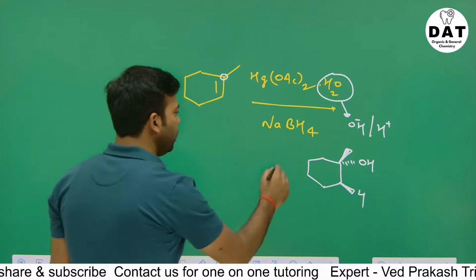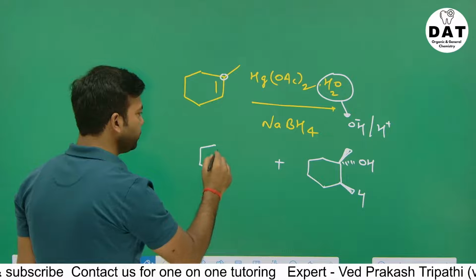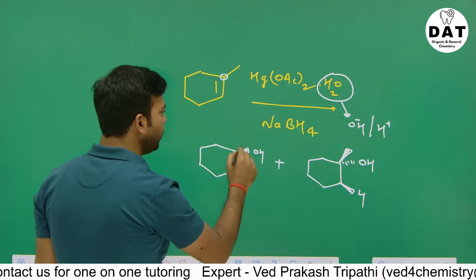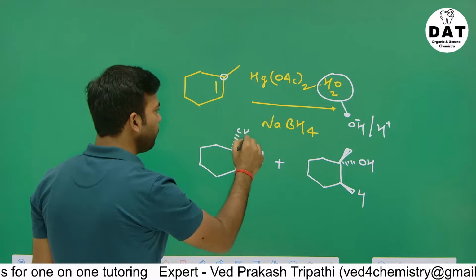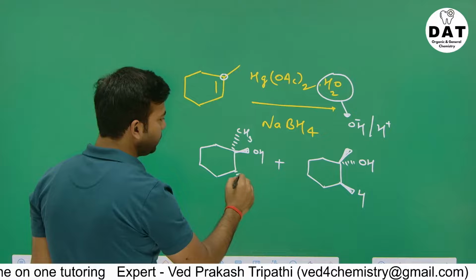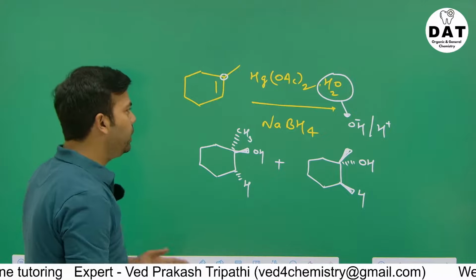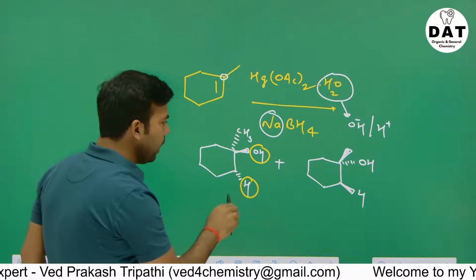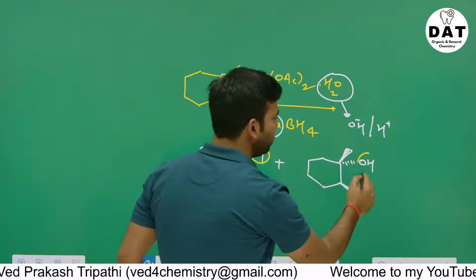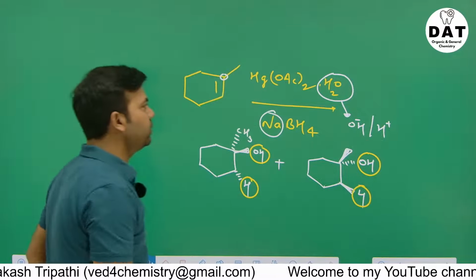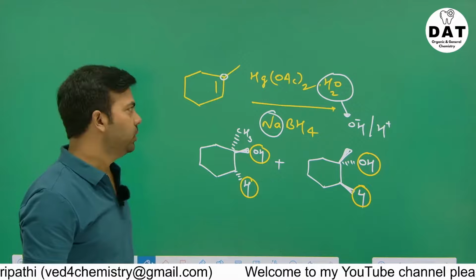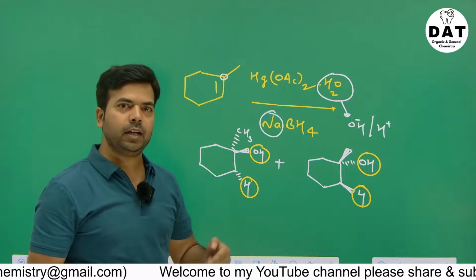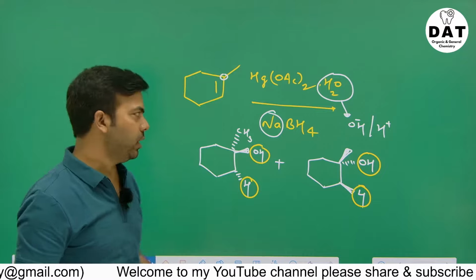Clear? There is one more possibility. Suppose OH is on the wedge. It means this methyl will be dash, and then hydrogen will be dash. Clear? So you can see anti means this OH and H plus have opposite stereochemistry. One is a wedge, one is a dash, like this. I think it's quite simple. Three things you must know. First, Markovnikov addition. Second, anti-addition, and the intermediate is a mercurinium ion. Clear?